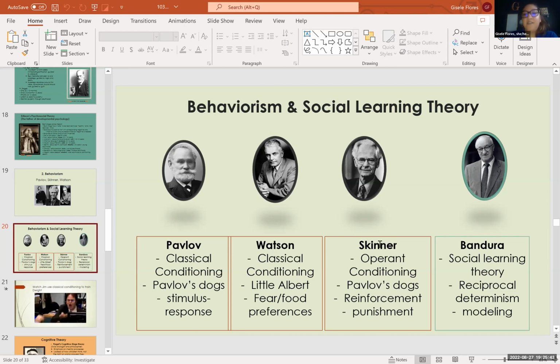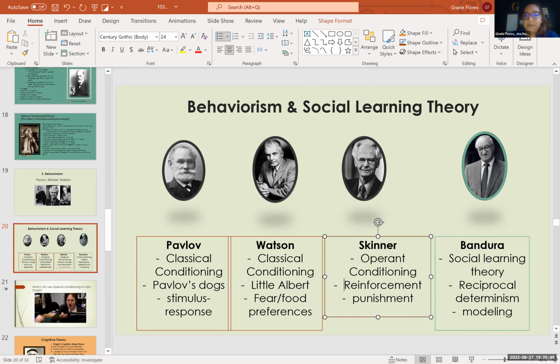Operant conditioning, on the other hand, is Skinner. So pay no mind to that. That was a typo. But he looked at reinforcement and punishment. So he thought it's not what you do before to stimulate that response, it's what you do afterwards that really can influence whether a child or a person continues that behavior or discontinues that behavior.